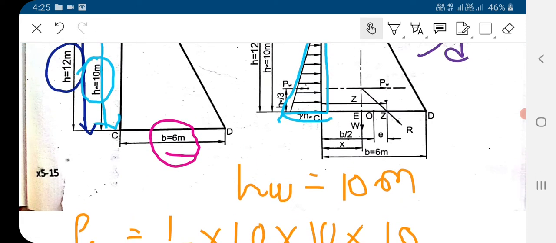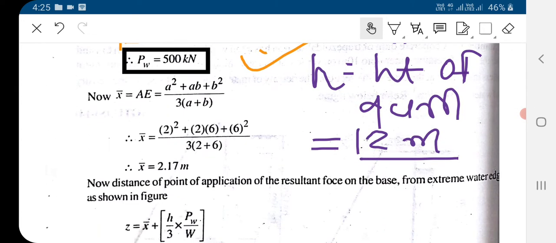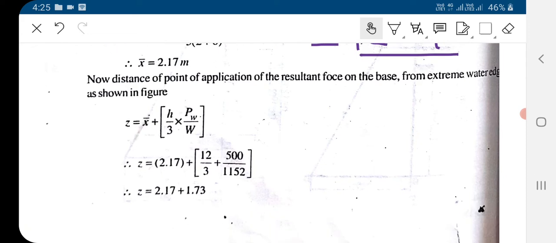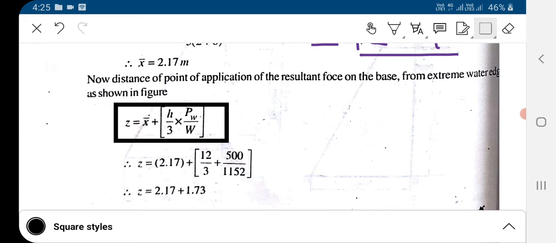Now this water pressure, we know it is acting at a HW by 3 height, but we have to find out the Z value that we have seen in previous theory, how to compute this Z. So Z will be equal to x bar plus H into PW divided by 3W. These are the formulas that we derived in the last session. So all the data we have, H, PW and W. Now we need to find this x bar only.